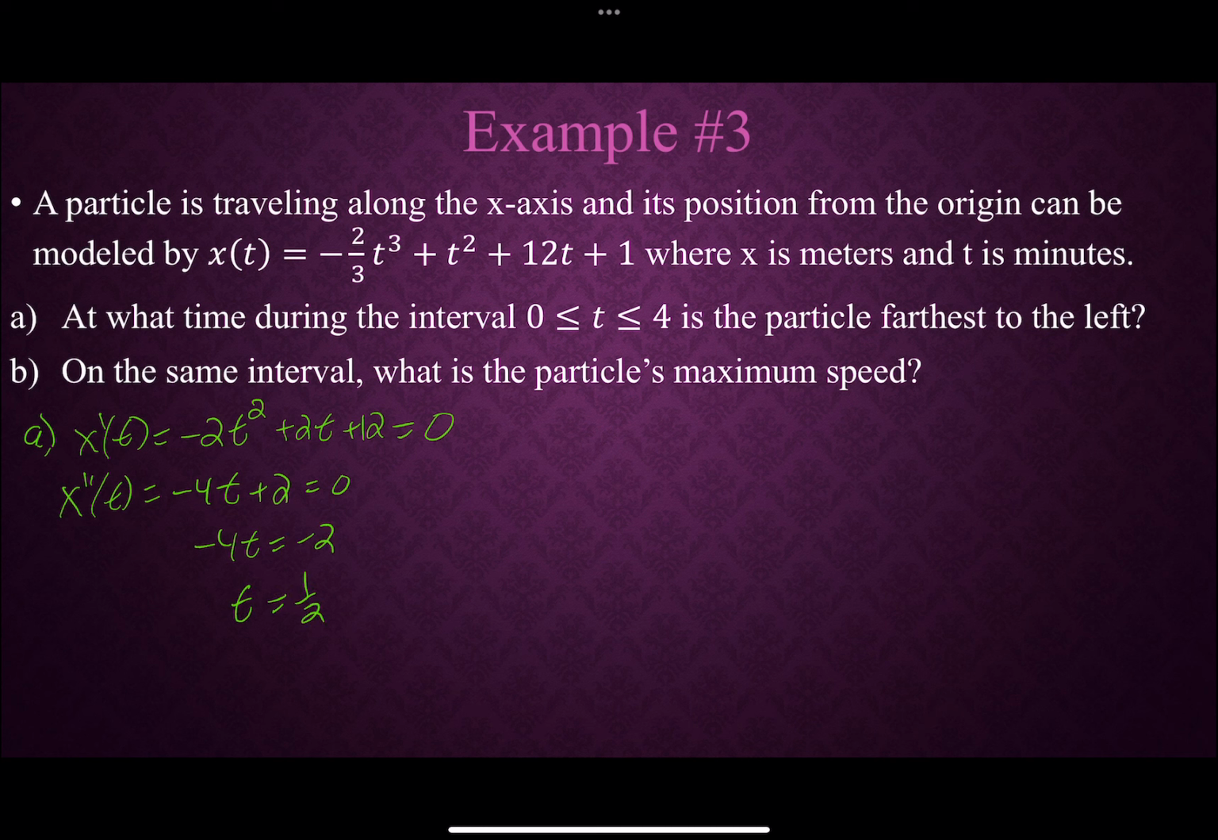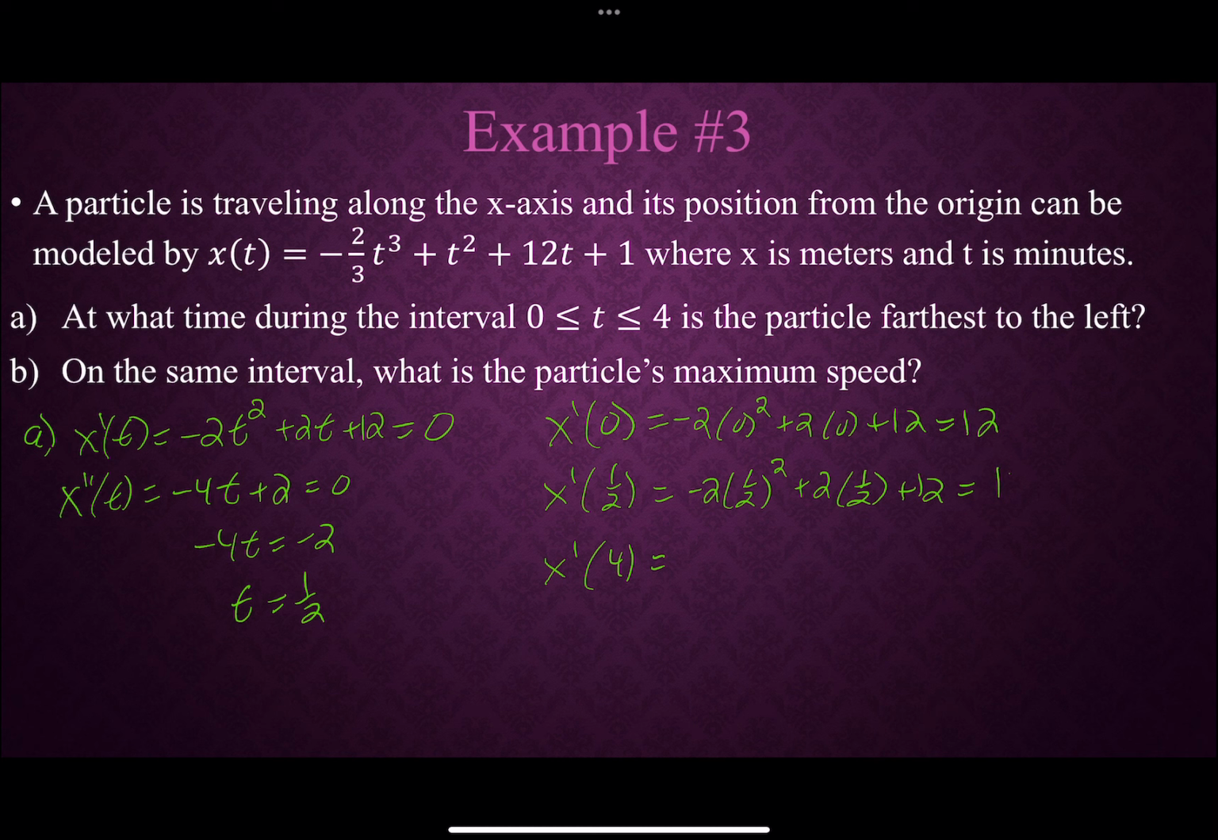So we're now going to find our velocity: x prime at 0, x prime at 1/2, and x prime at 4, and see which one of these gives us the largest value of speed. We have -2 times 0 squared plus 2 times 0 plus 12. So clearly that's a 12. Nothing more going on there. Then -2 times 1/2 squared plus 2 times 1/2 plus 12. That's going to get us a 12.5. So that's obviously a little bit higher.